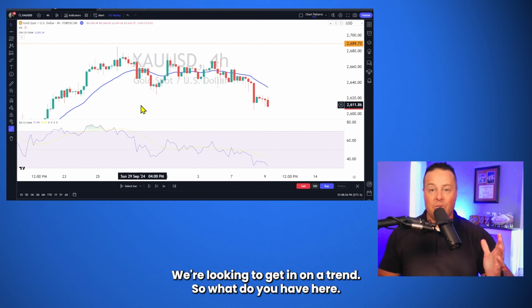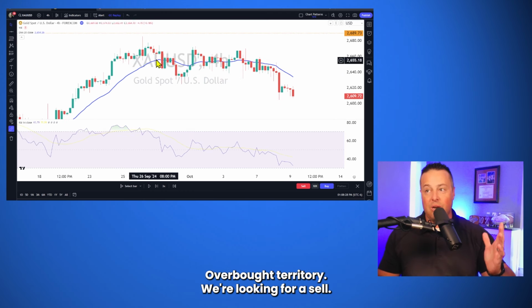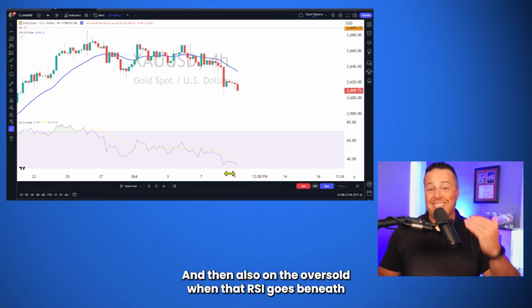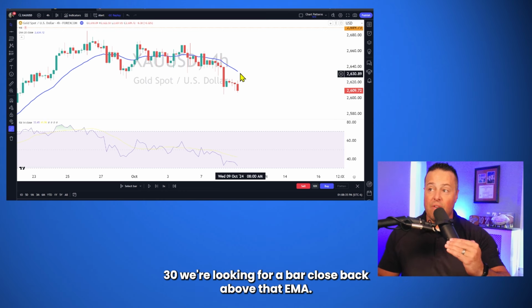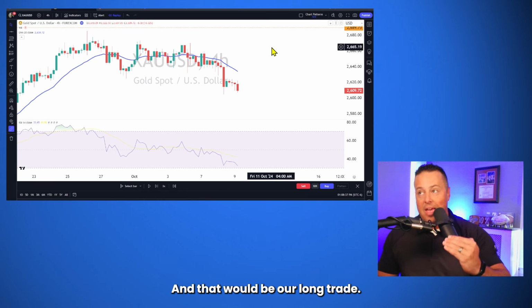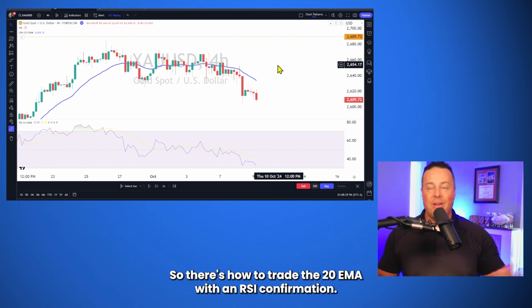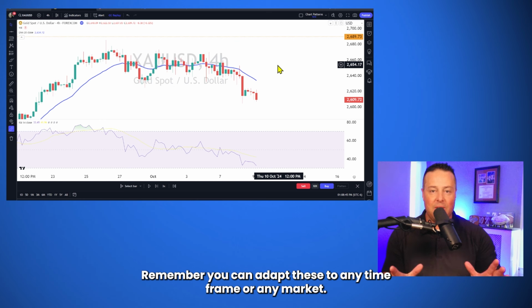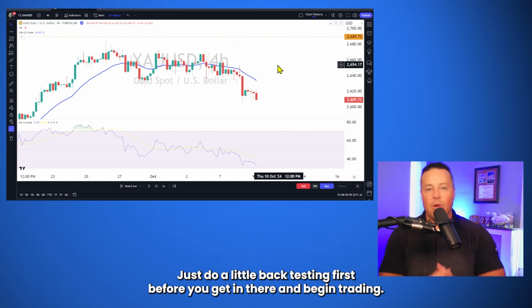We're looking to get in on a trend. So what do you have here? Overbought territory, we're looking for a sell, and then also on the oversold, when that RSI goes beneath 30, we're looking for a bar close back above that EMA, and that would be our long trade. So there's how to trade the 20 EMA with an RSI confirmation. That's a very simple example. Remember, you can adapt these to any time frame or any market. Just do a little back testing first before you get in there and begin trading.